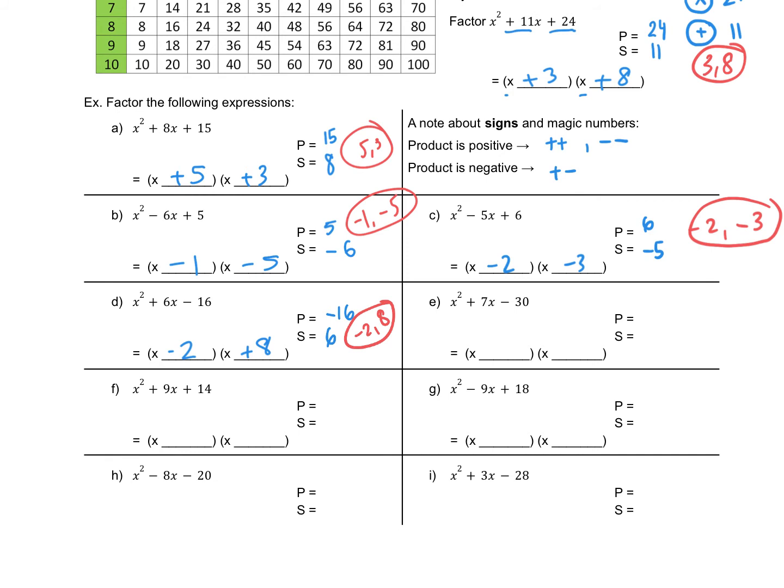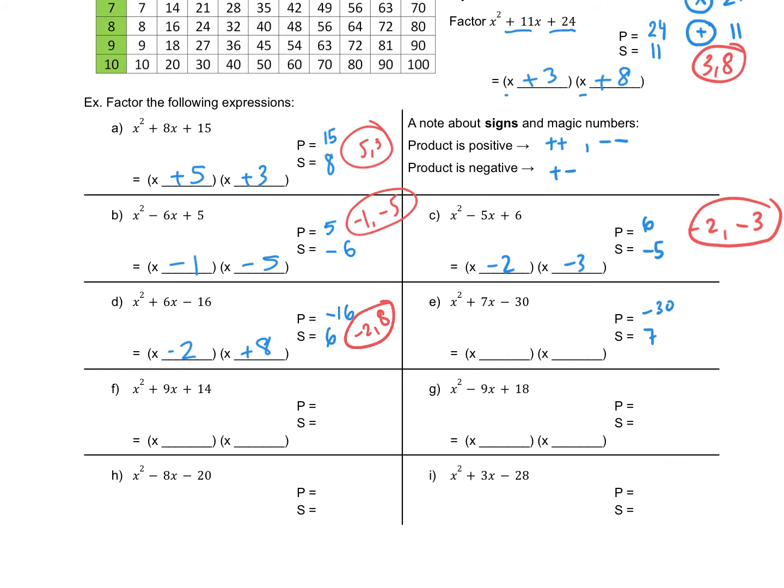All right, x squared plus 7x minus 30. So our product's going to be negative 30, and our sum is going to be positive 7. So again, because the product is negative, you're going to have one of each, one positive and one negative number. Now, how about you pause the video here and try to find those magic numbers on your own, then come back to check your work.